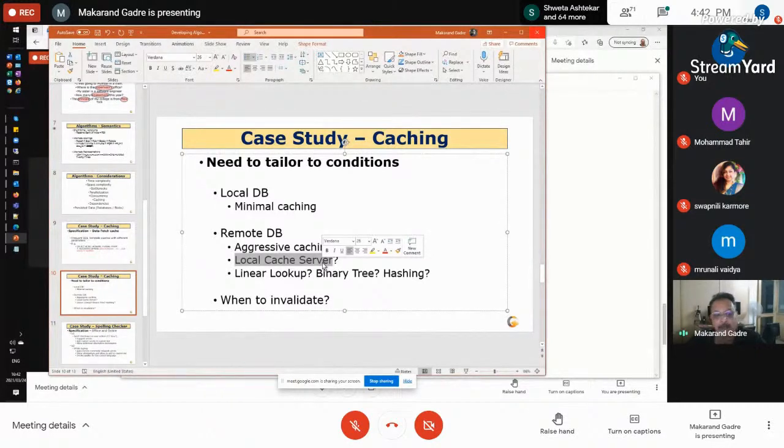So always, it is a practical decision. Pure algorithms never work because you always have these things. Now, in that 100K thing, will you do a linear lookup, binary tree or hashing?